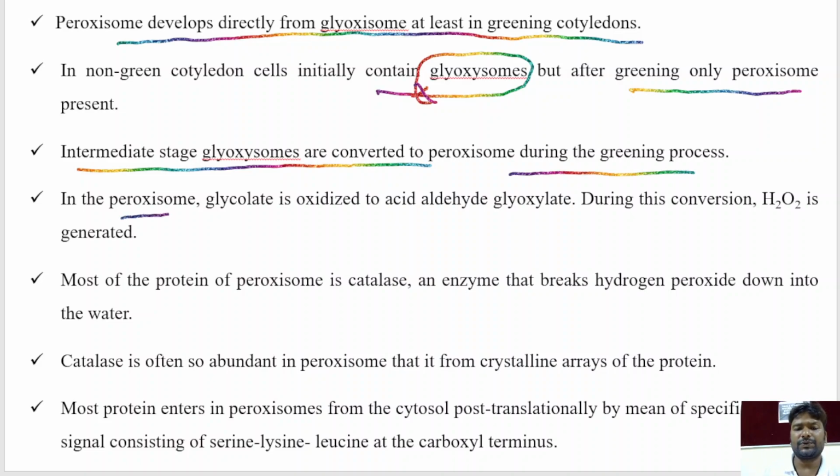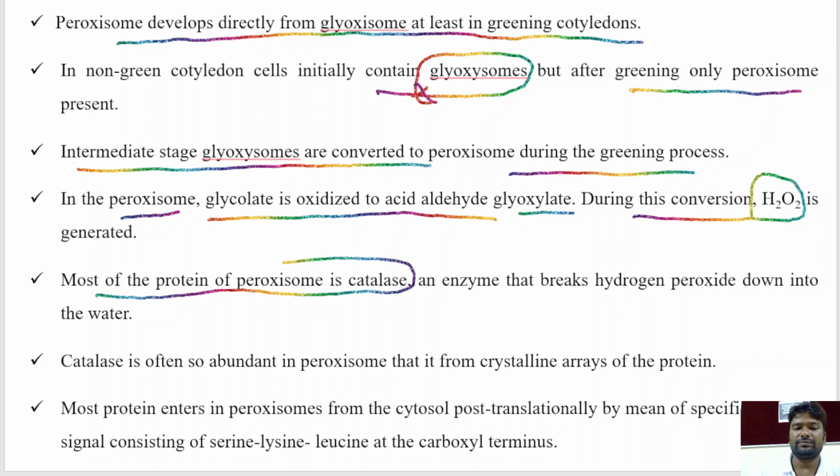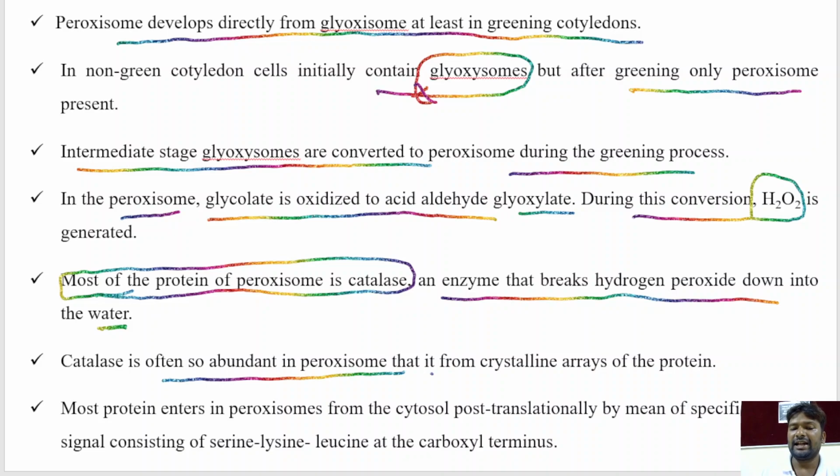In peroxisomes, glycolate is oxidized to glyoxylate. During this conversion, H2O2 is formed, and most of the protein of the peroxisome is catalase. So the peroxisome is rich in catalase protein, which breaks down hydrogen peroxide into water. And catalase is often so abundant in peroxisomes that it forms a crystalline array of proteins.